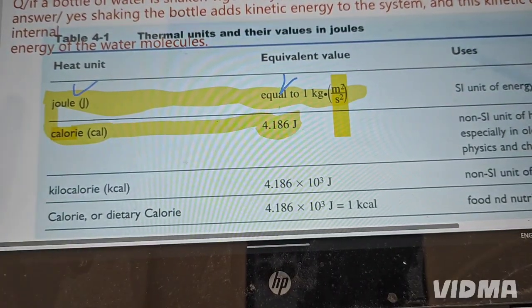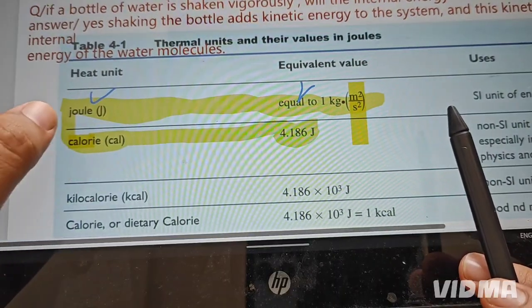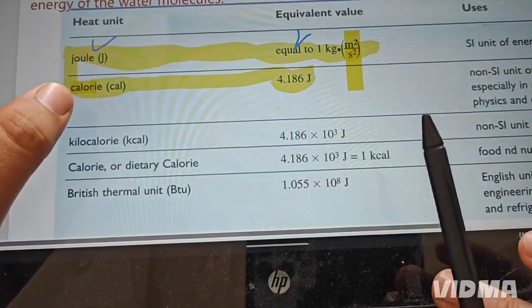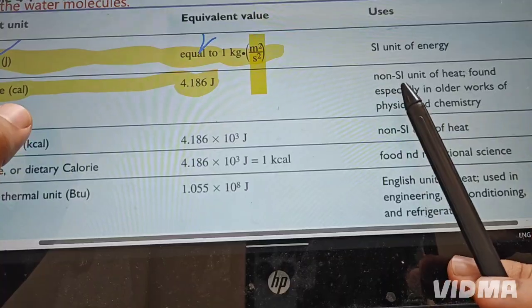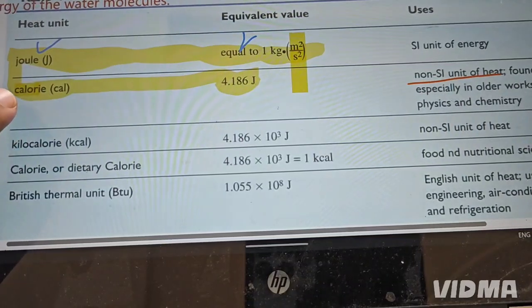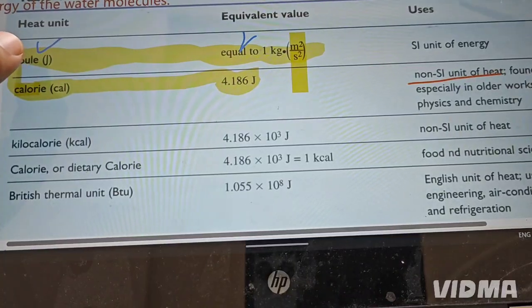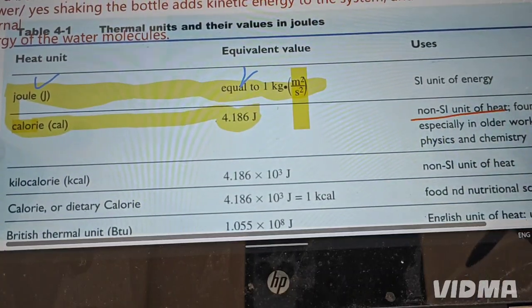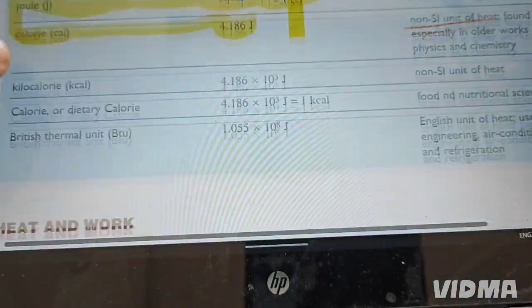But we have two units of heat. One of them is used as the SI unit. The SI unit of energy or heat is always the joule. But we have another unit of heat, which is called the calorie. The calorie is a unit of heat, but it is a non-SI unit. The unit of heat in non-SI is called the calorie, but the unit of heat in SI is the joule. So there are two types of unit of heat. The first one, the joule, is used in SI, but the other one, the non-SI unit, is called the calorie.